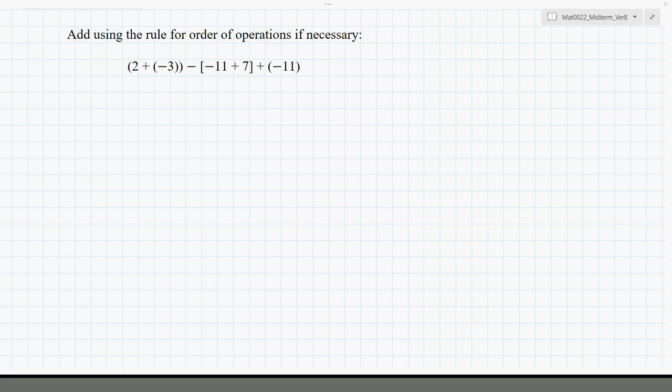Question 3, add using the rule of order of operations if necessary. So we're going to go back to our whole PEMDAS, P-E-M-D-A-S, and we're going to look at our parentheses. So we have 1, 2, 3 different groups of parentheses. We're going to start with things that have multiple items in it first, and then we'll do the one on the end that's got a negative item. So we've got both our addition and subtraction, so we're not doing multiplication and division right now.